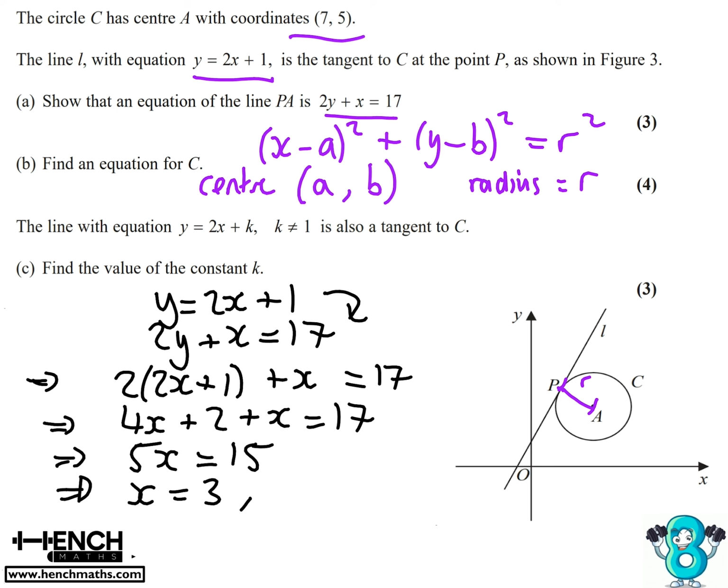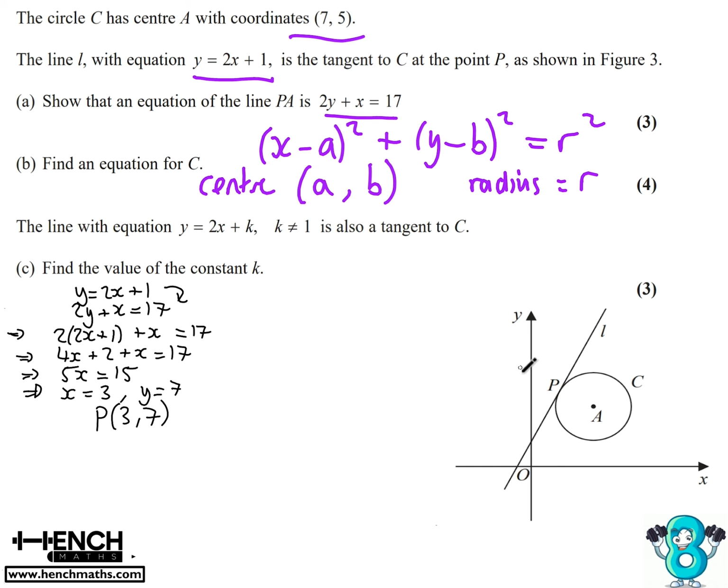And that means that if you sub x into y equals 2x plus 1, we get y equals 7. So we've just found P. P is 3, 7. So we've now found P, which is 3, 7. And we already knew A was 7, 5. So if we can find the distance between these two coordinates, we will have found our radius.